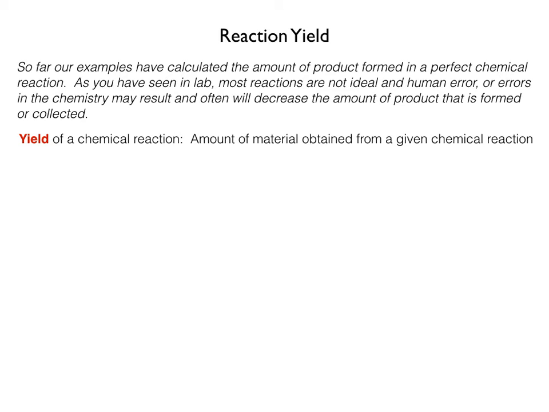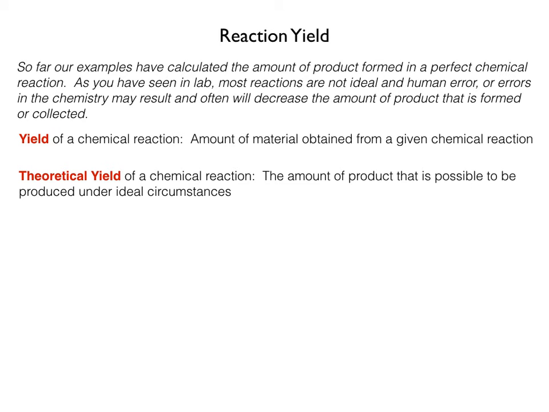And so when we talk about yield in chemistry, the yield of a reaction is the amount of material obtained from a given chemical reaction. So it's how much product did you get? What is the mass of product you got out? Now, that differs from what the theoretical yield is. And so far, we've really only calculated the theoretical yield. This is the amount of product that it's possible to produce under ideal circumstances.